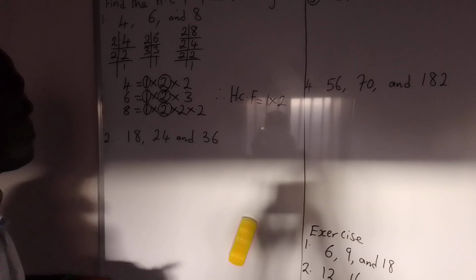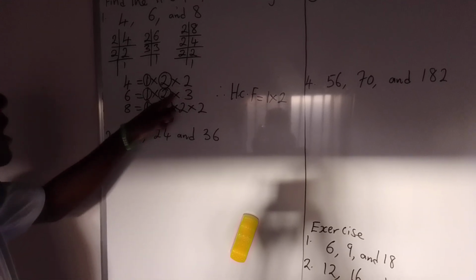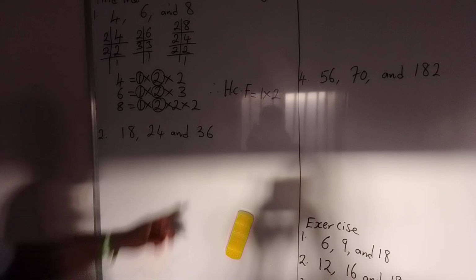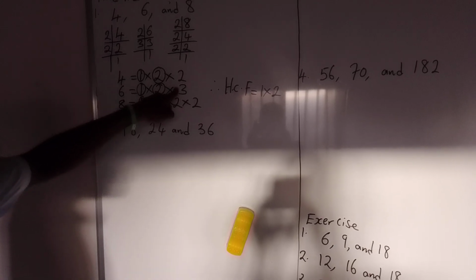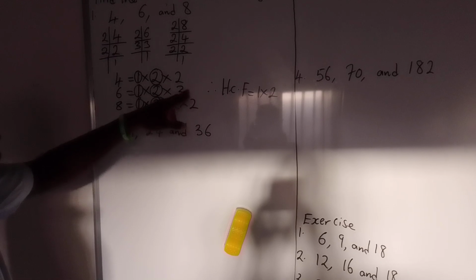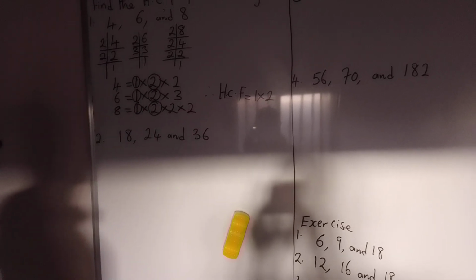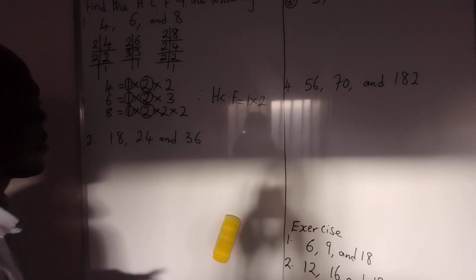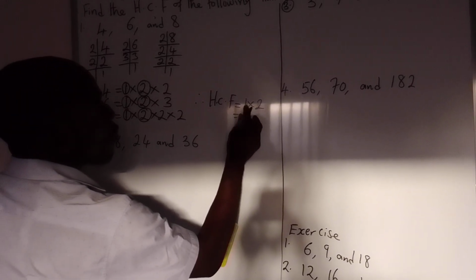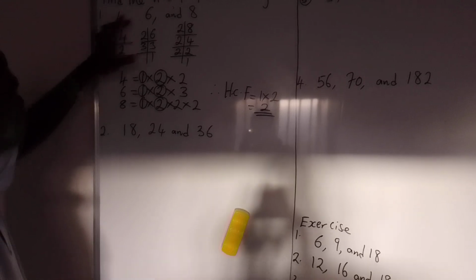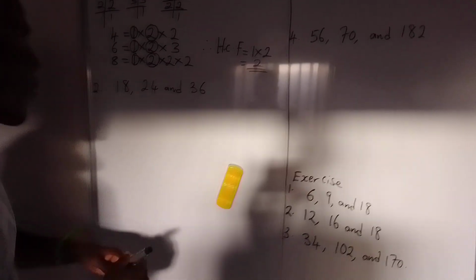We have another 2 here, but we don't have 2 again in the others. Do we have 2 here? Yes, but we don't pick it because there's no more 2 under 6. There's 2 here, no 2 here. But there's 3 under 6, and there's no 3 here. We don't pick it. So the highest common factor is 1 multiplied by 2, which is 2. So the highest common factor of 4, 6, and 8 is 2.